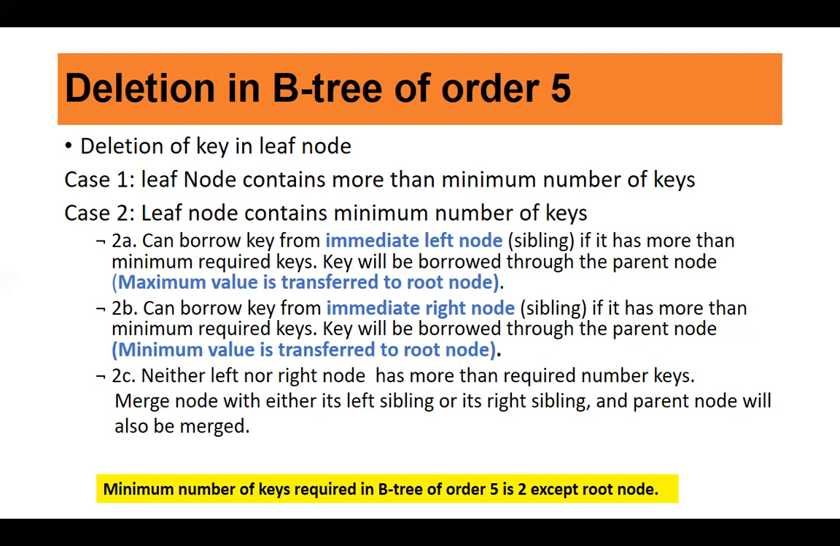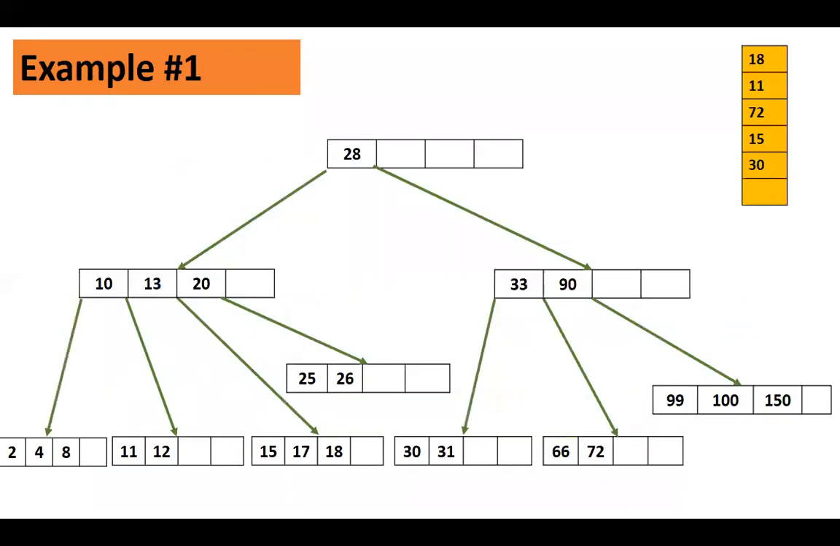The last case, that is case 2c, is where neither the left nor the right node has more than the required number of keys, right? More than that means they both have only 2 keys. In that case, what we do is merge the node either with its left sibling or its right sibling, and also we merge the parent node. Fine. The concept will be more clear as we go through the example. So let us look at this example here.